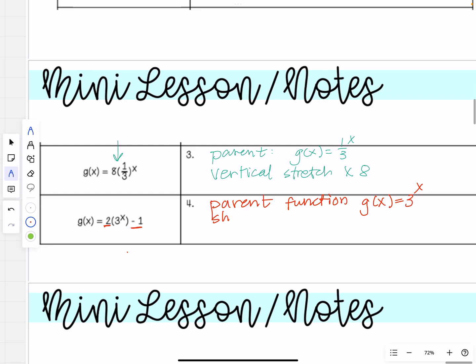We are shifting the function 1 unit down. And what's going on with that 2? Well, we are taking the function and we are vertically stretching it by a factor of 2. Okay, so again, remember that if this a value is greater than 1, we're going to stretch, and if it's less than 1, we're going to shrink.